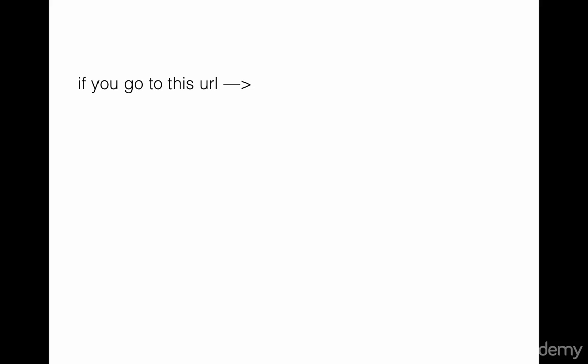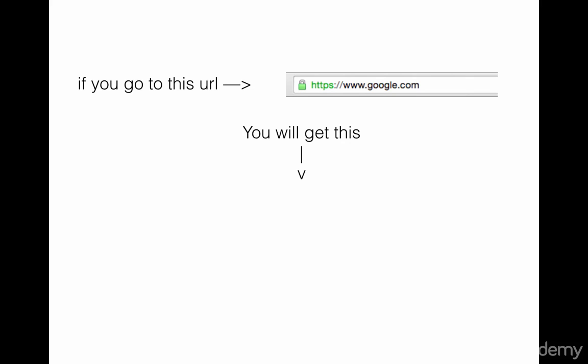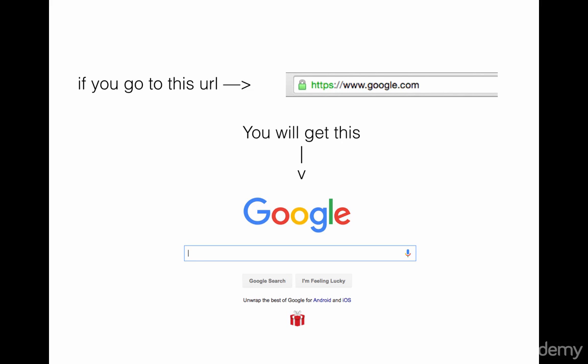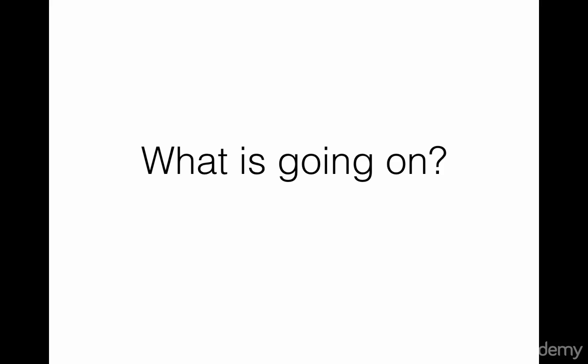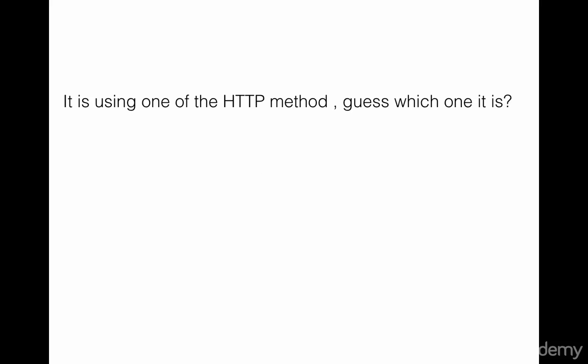If you go to google.com, it will show you the nice and clean Google page. But what is going on right now? The question is, what kind of HTTP method is Google using for this specific URL? Guess which one it is. It is the get method.